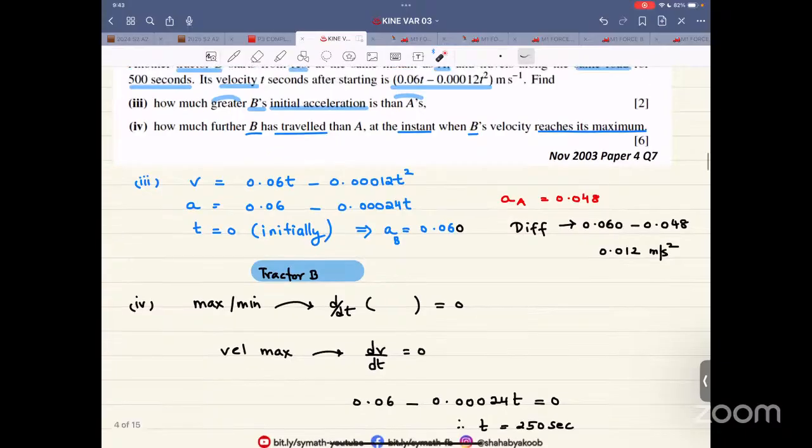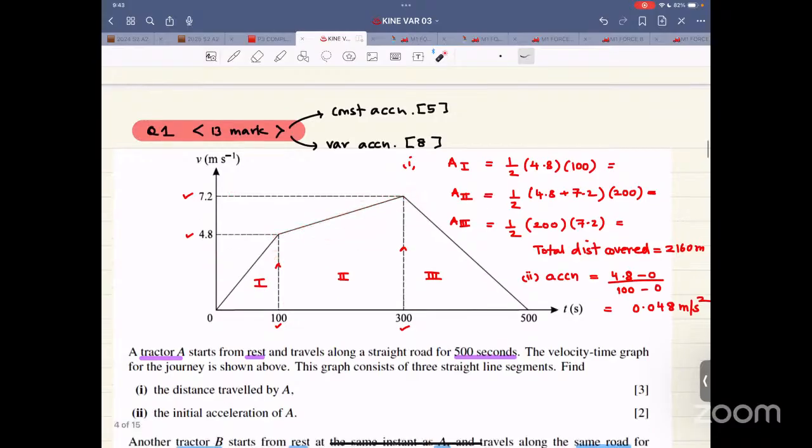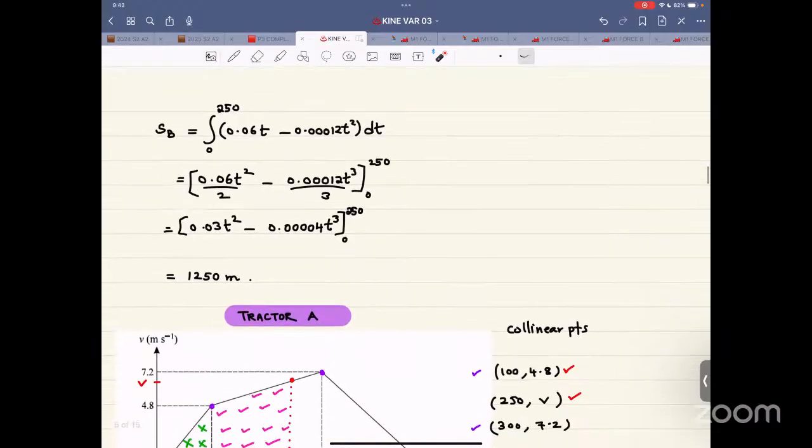Now there are two things to consider. The first thing is that at 250 seconds, how much distance has it covered? So we have the distance for the first 100 seconds. At 250 seconds, I first need to evaluate V. Based upon that V, I'll find this distance. And how can I find that V? Using the concept of collinear points. One point is 100, 4.8. The other one is 300, 7.2. This is 250, V.